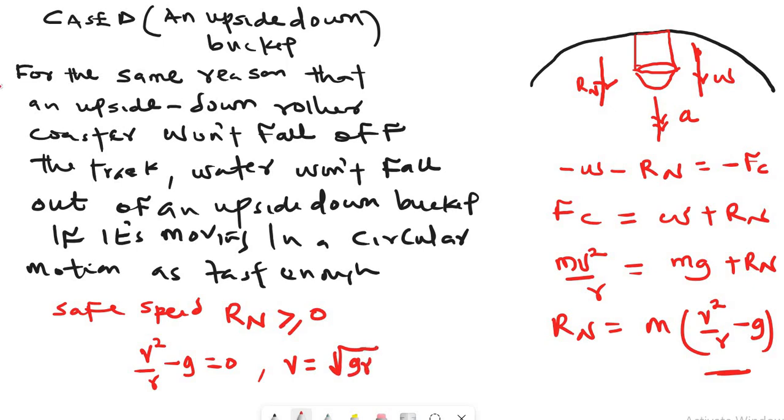So this is the speed, provided that the bucket is moving with this speed, the water is not going to fall out of the bucket. As long as the bucket moves with this velocity, the water stays in the bucket upside down. Let's see the last case.